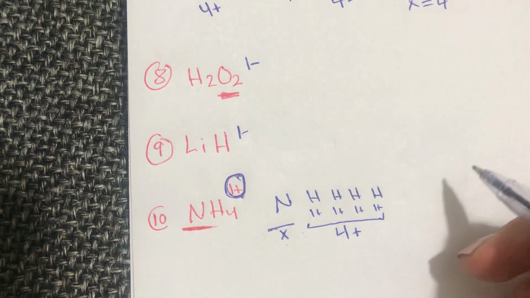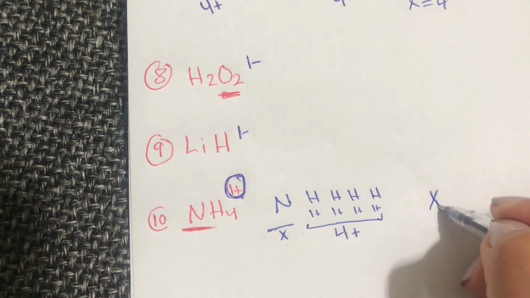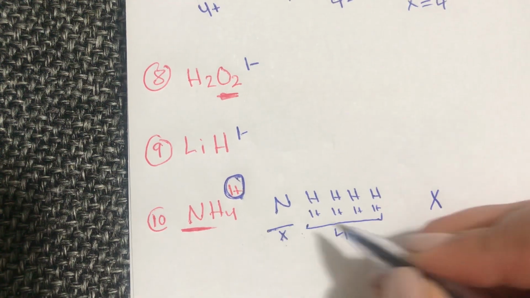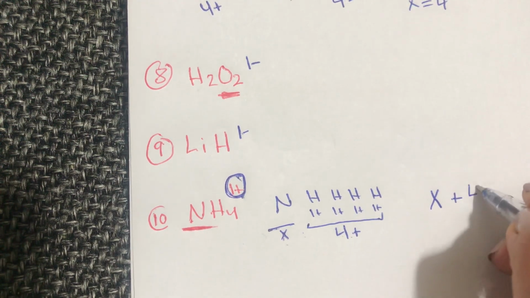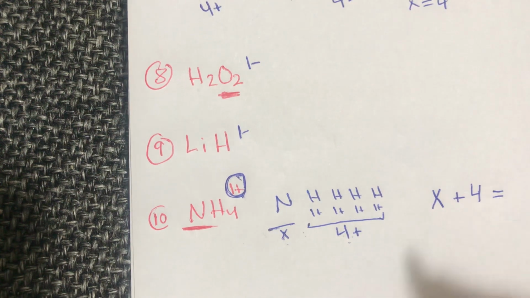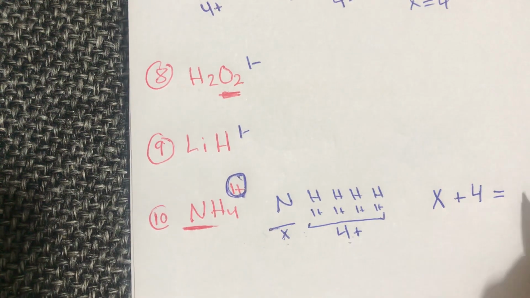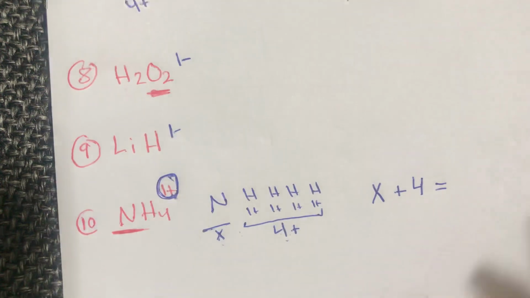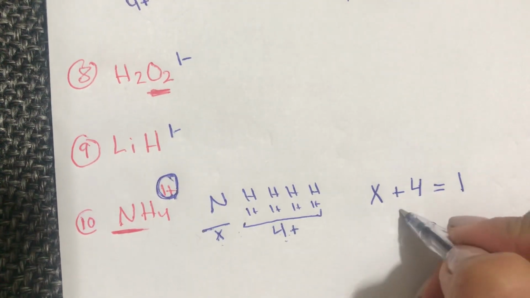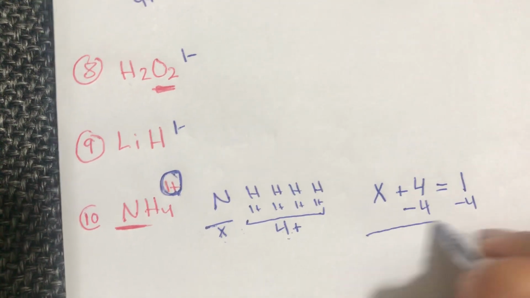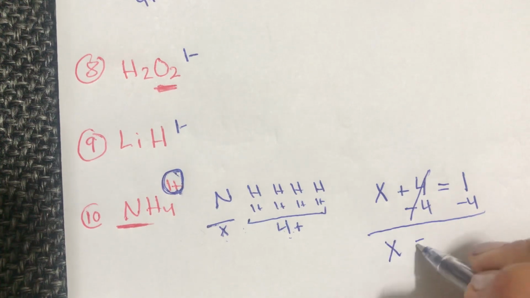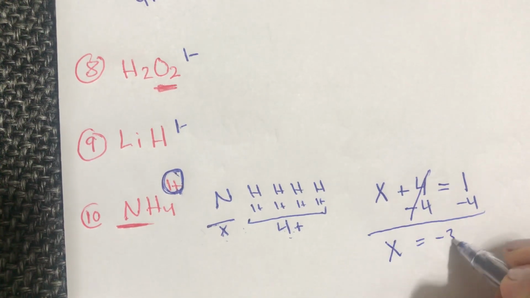So when you add the oxidation number of nitrogen to the oxidation number of hydrogen, the total must be equal to the charge. So here the oxidation number equals -3.